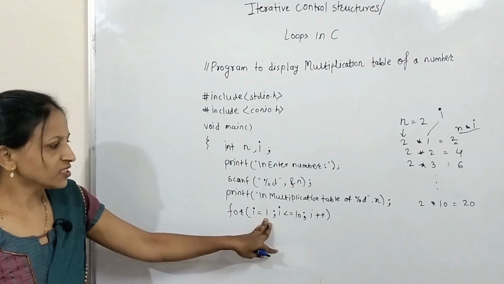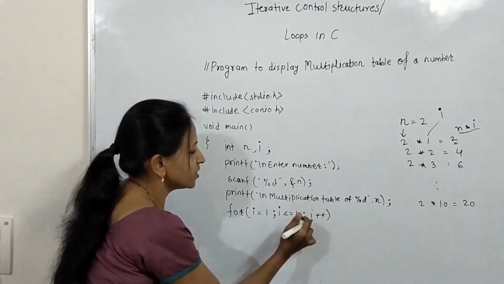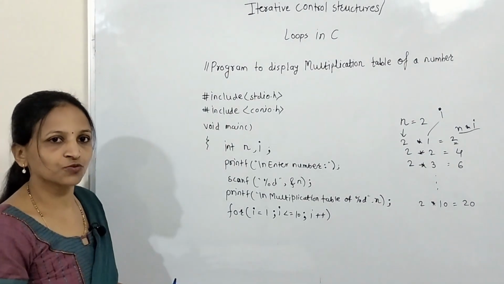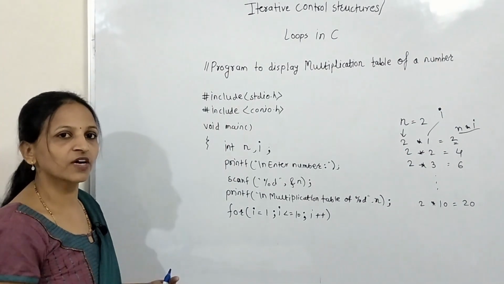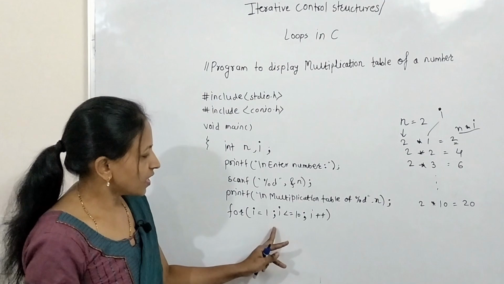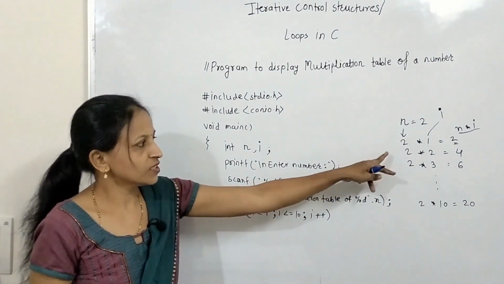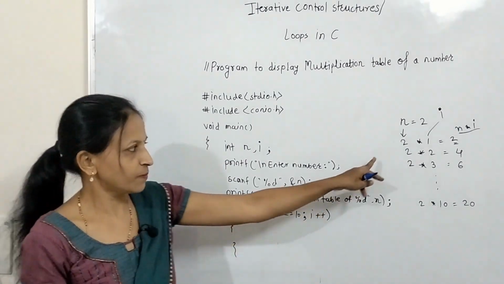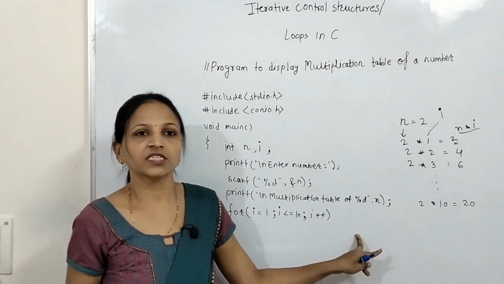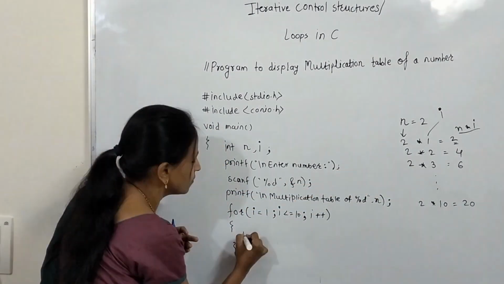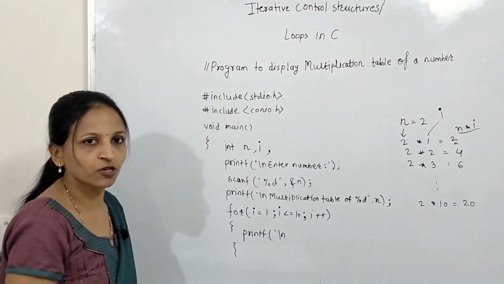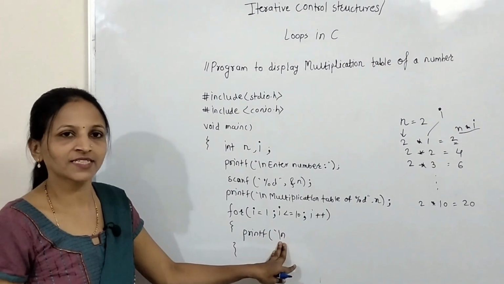Initially i is 1, and it is true. Then it will write 2 into 1 equals 2, n into 1 equals n, in that way. Then i will become 2. Again it will do the same thing and display. Whatever format we want to display, we have to put inside printf. Like printf, first backslash n, because every line should get displayed on a new line. That's why I am placing backslash n here.